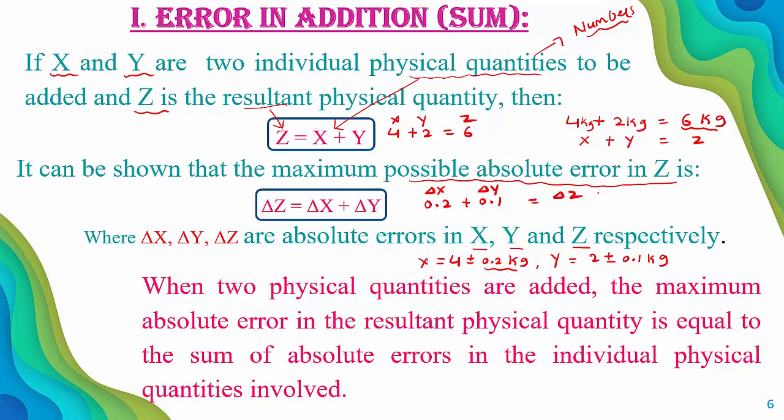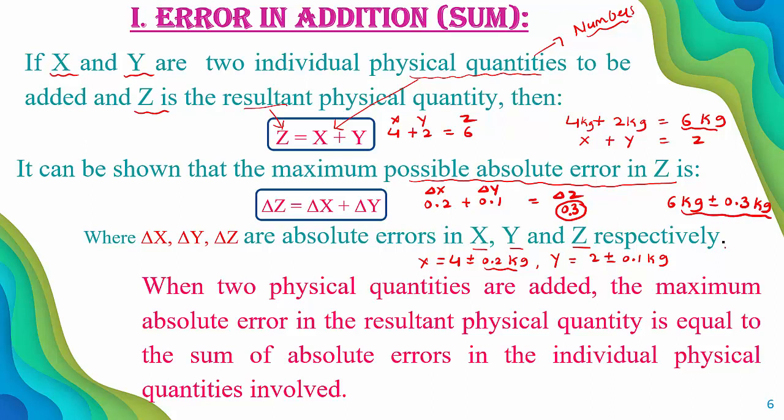Then what is the value of delta z? 0.2 plus 0.1 is how much? 0.3. So this 0.3 is the absolute error in x, y and z. That means the total answer is 6 kg. In 6 kg, we may have 0.3 kg of error. So this is error in addition.